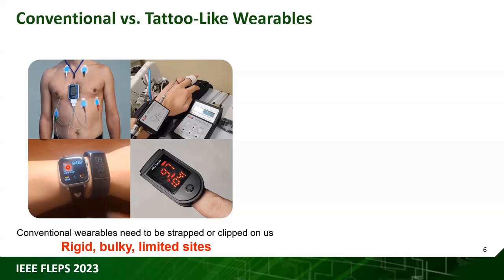But the thing is, again, if you recall, our human body has distributed signals across the body. You cannot just rely on the wrist measurement to represent the whole body, just like you cannot use a tire pressure sensor to represent the whole car. The same thing. So the limited size is a big issue for digitizing the human body.